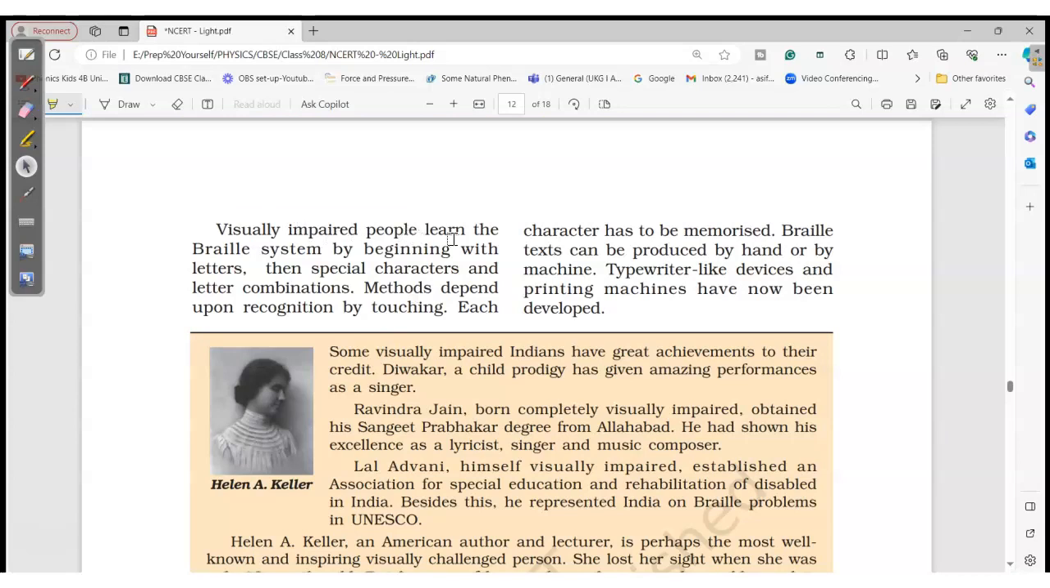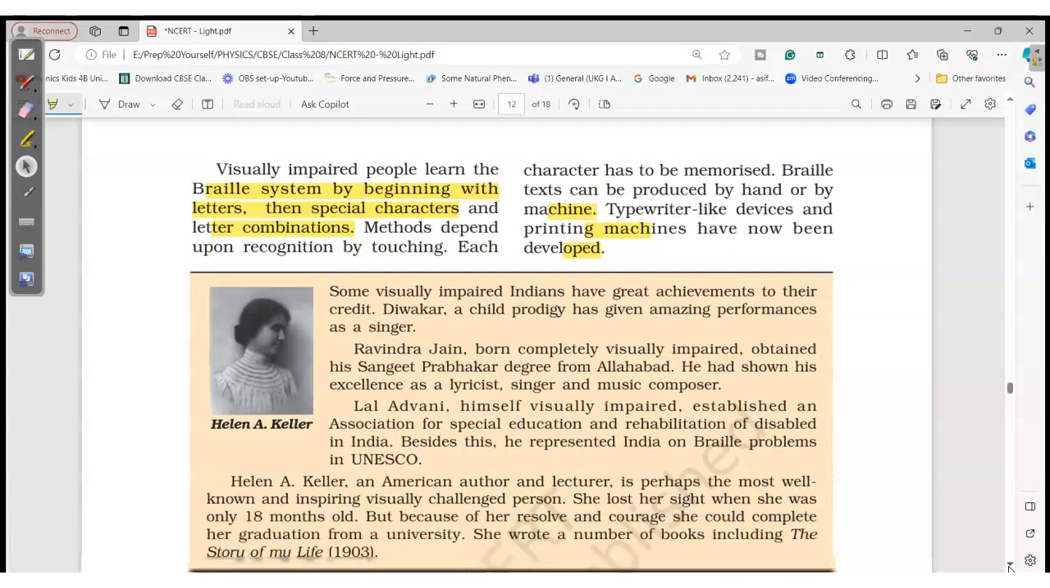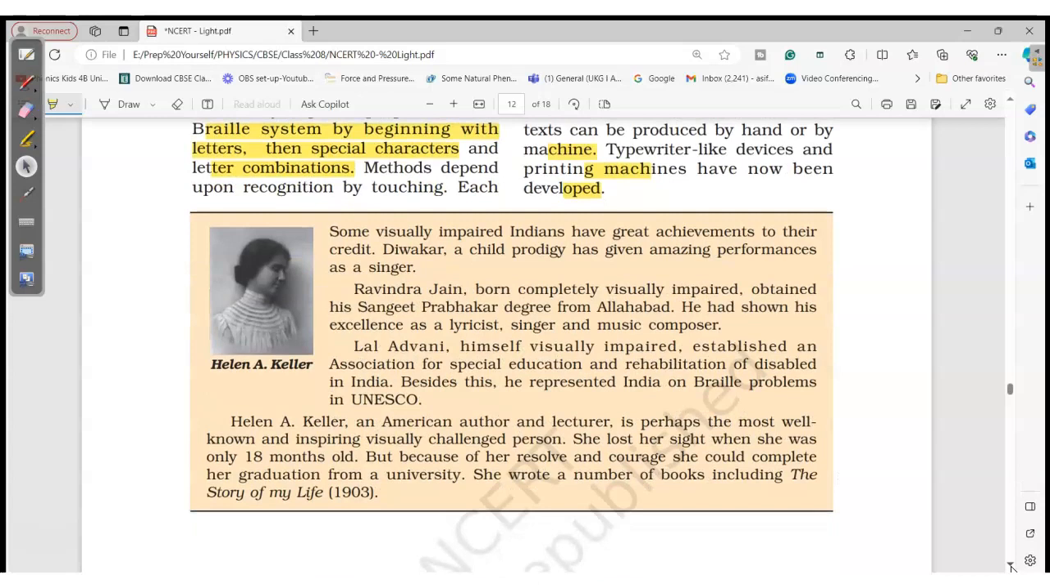So visually impaired people learn the Braille system by beginning with letters, then they learn about the special characters, the letter combinations, then methods depend upon recognition by touching. Each character has to be memorized. Braille text can be produced by hand or by machine. Typewriter-like devices and printing machines have now been developed to produce such Braille.